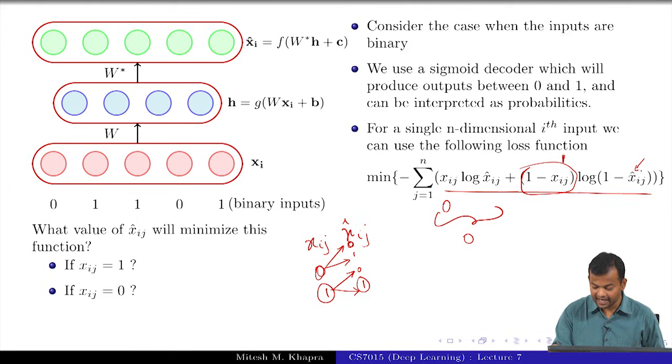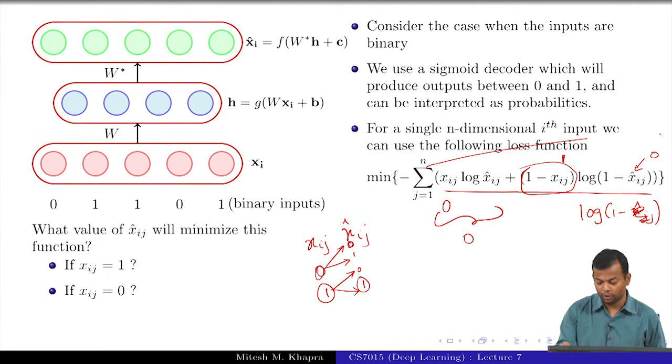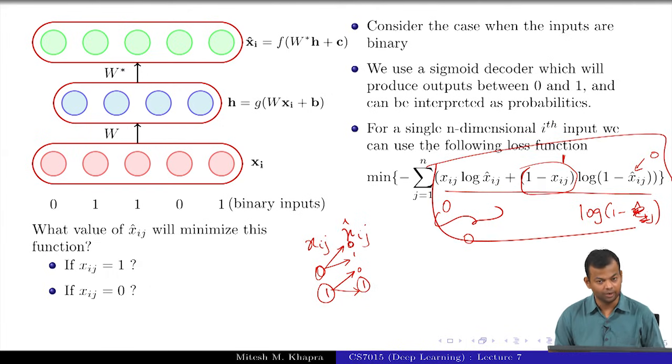And now if your x hat ij was not equal to 0, then you will get some log of 1 minus x hat ij as the loss. But if x hat ij was also 0, then you would get log of 1, which is 0. So this whole expression would then evaluate to 0, which is the minimum possible value for this expression. So that means if xij is 0, then this expression will be minimized only when x hat ij is also equal to 0.